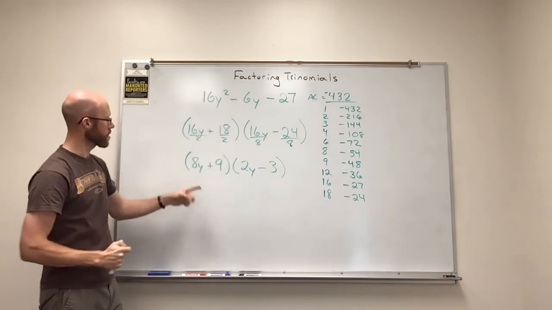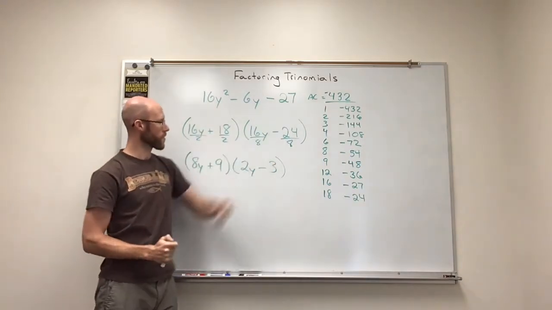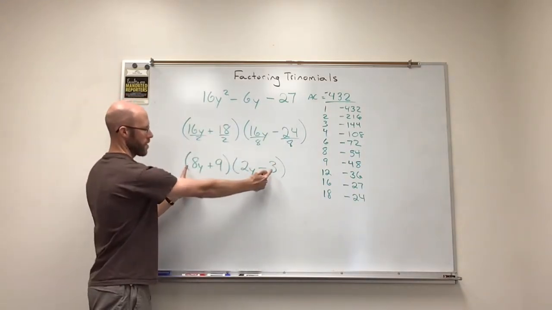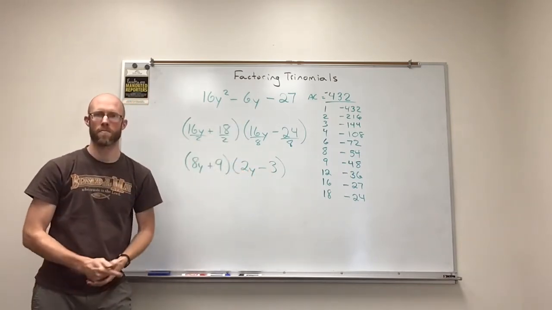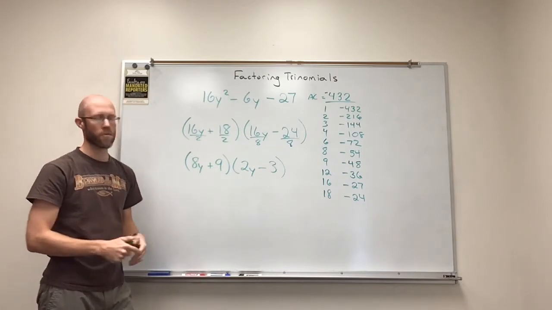8 times 2 is 16. 9 times negative 3 is negative 27, and in the middle, negative 24 plus 18 gives me the negative 6. It works. Perfect. It's a beautiful thing when it works.